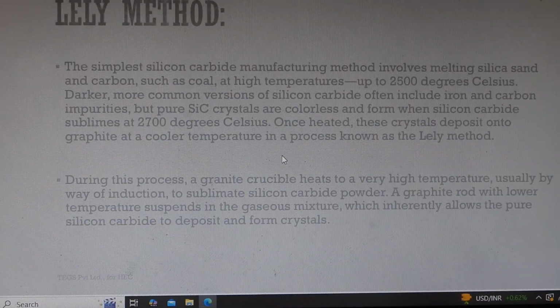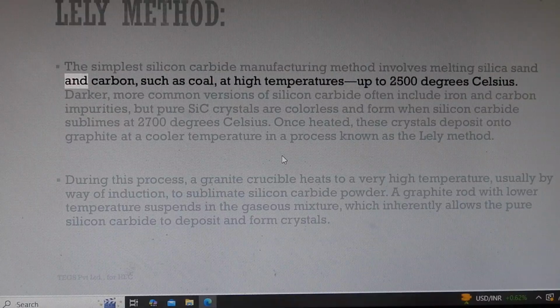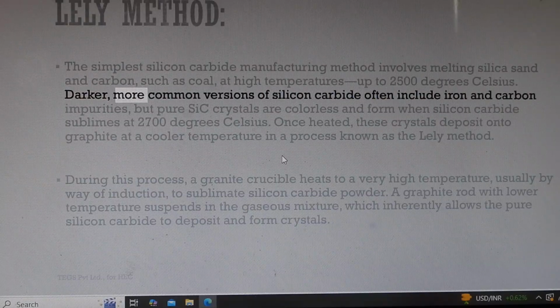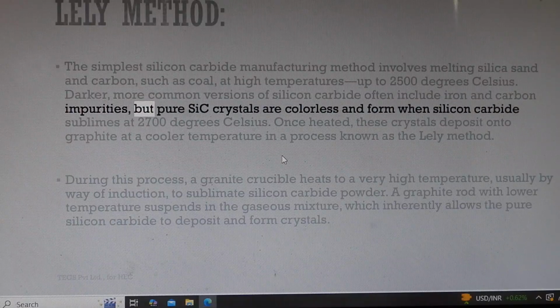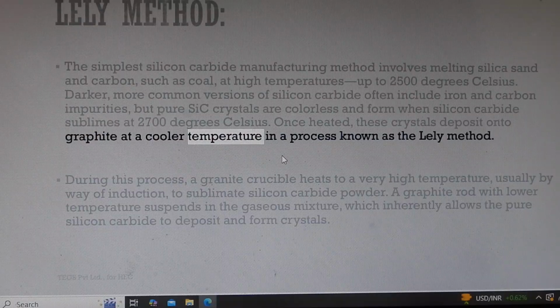Lely method. The simplest silicon carbide manufacturing method involves melting silica sand and carbon, such as coal, at high temperatures up to 2,500 degrees Celsius. Darker, more common versions of silicon carbide often include iron and carbon impurities, but pure SiC crystals are colorless and form when silicon carbide sublimes at 2,700 degrees Celsius. Once heated, these crystals deposit onto graphite at a cooler temperature in a process known as the Lely method.